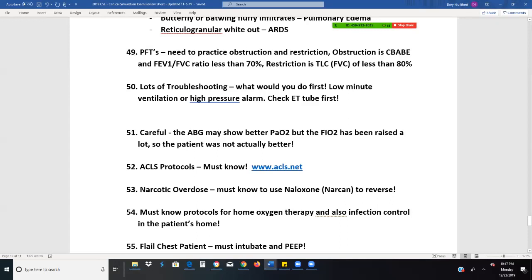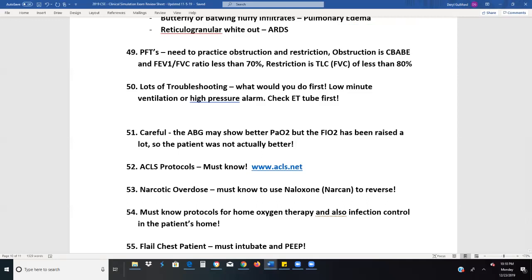Okay, careful, the ABG may show better PaO2, but the FiO2 has been raised a lot, so the patient's not better. That is so important. Let's say the patient's PaO2 has gone up from 40 to 70. Well, we're happy about that, but if we had to go to 100% oxygen to make that happen, that's not good at all.